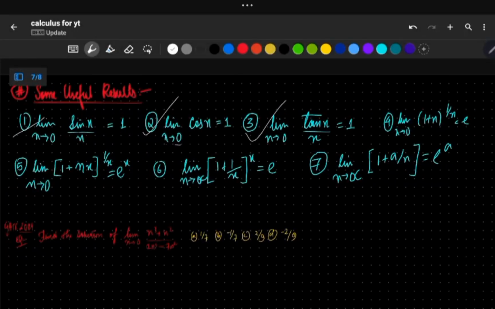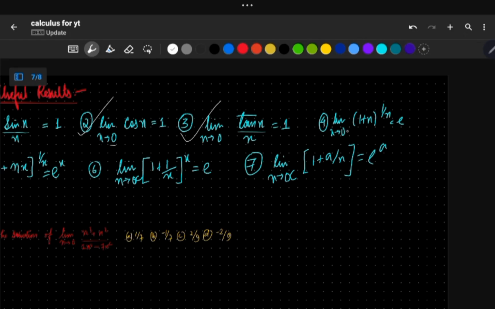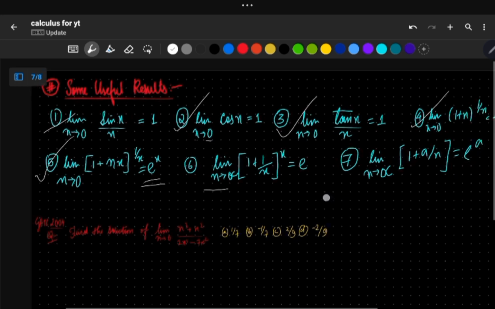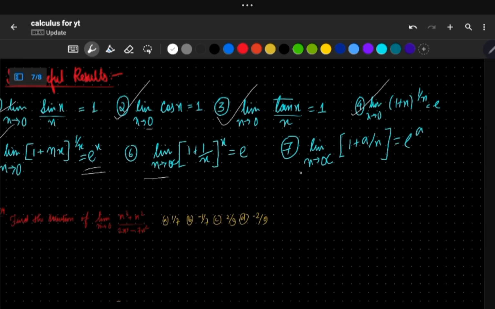We will use all these properties or useful results to get the answer very fast. Fourth, limit x tends to 0 of (1 plus x) power 1 by x is equal to e, that is exponential. After that, limit x tends to 0 of (1 plus nx) power 1 by x is equal to e power n. And after that, limit x tends to infinity of (1 plus 1 by x) power x is equal to e. And limit x tends to infinity of (1 plus a by x) power x is equal to e power a, where a is a constant.